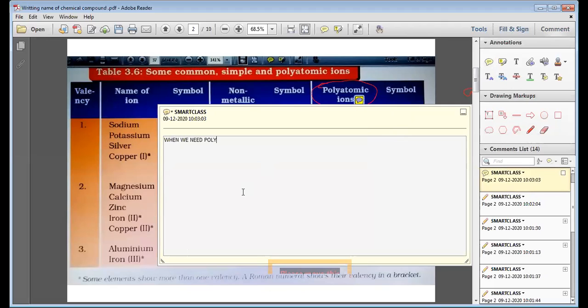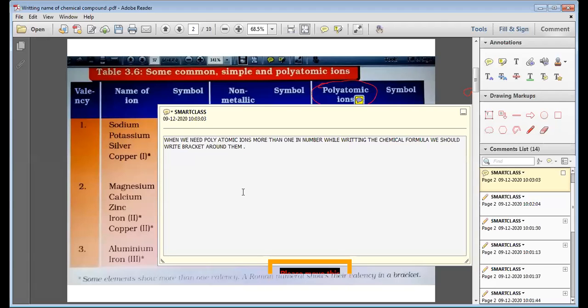When we need polyatomic ions in more than one number, while writing the chemical formula, we should write brackets around them, my dear students.